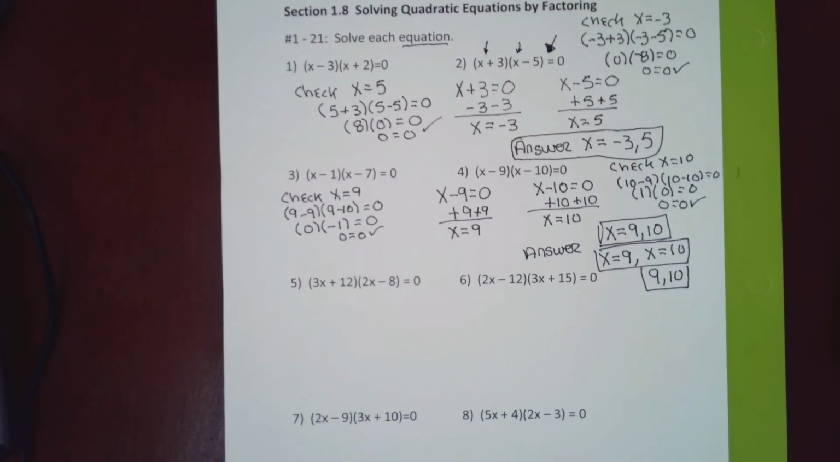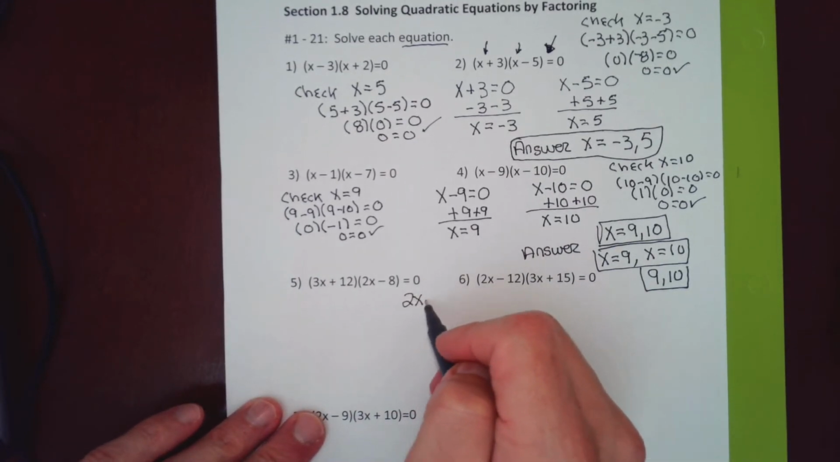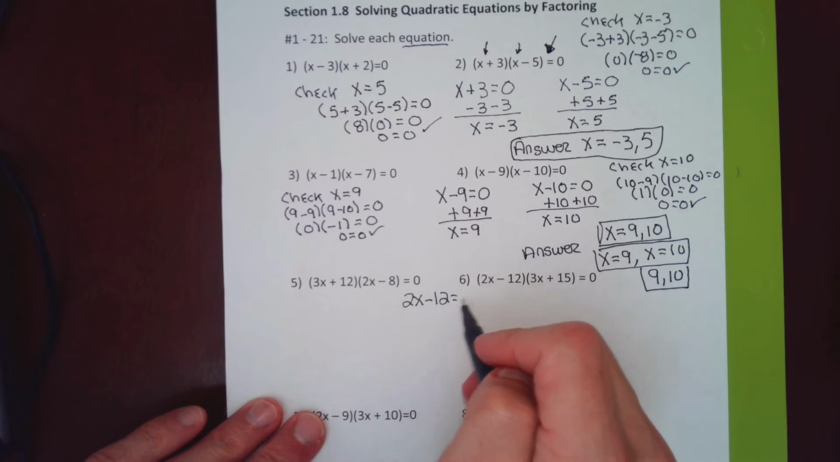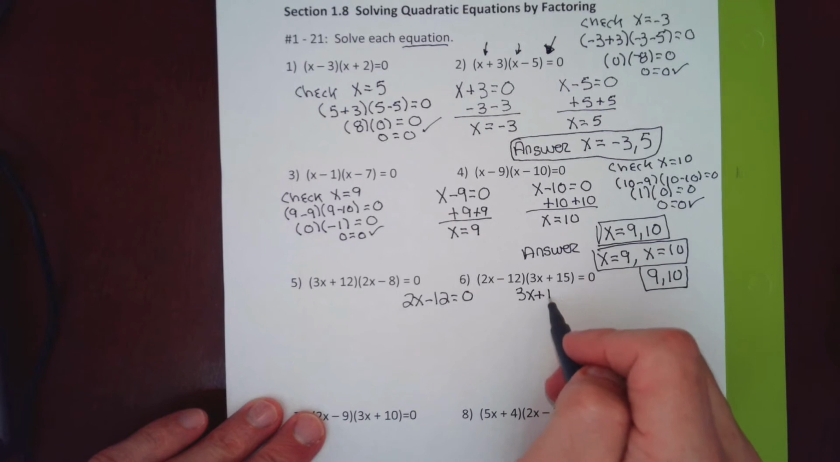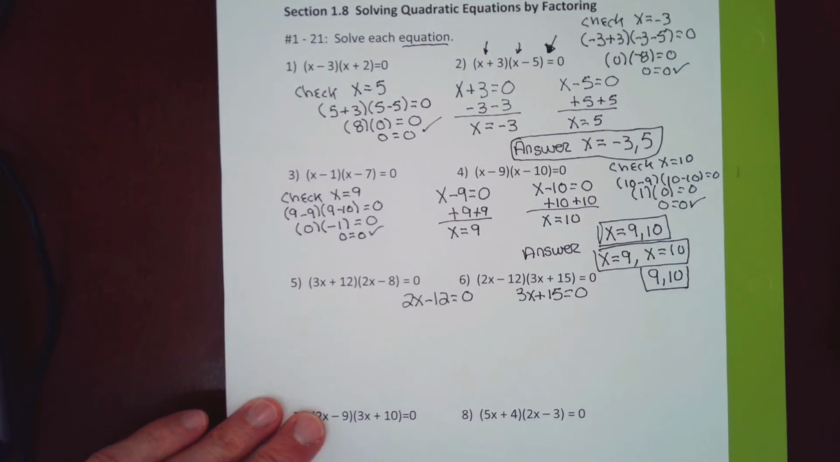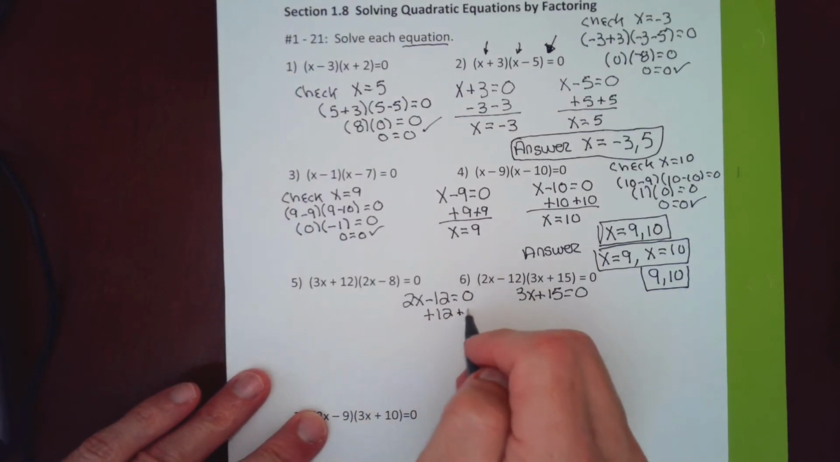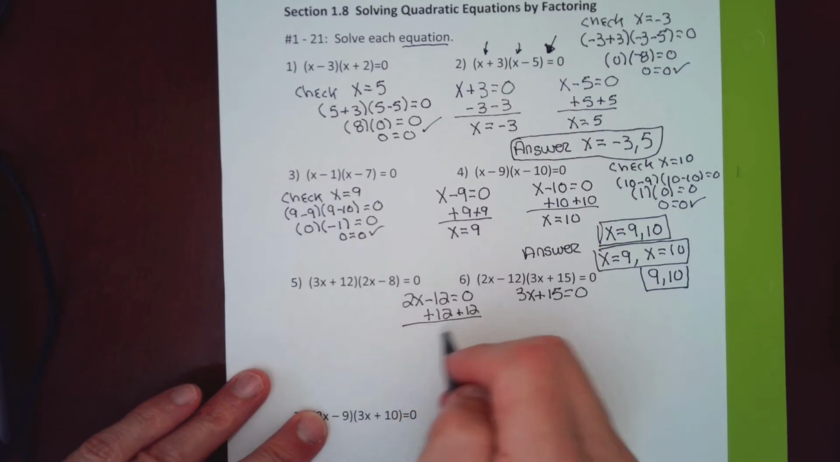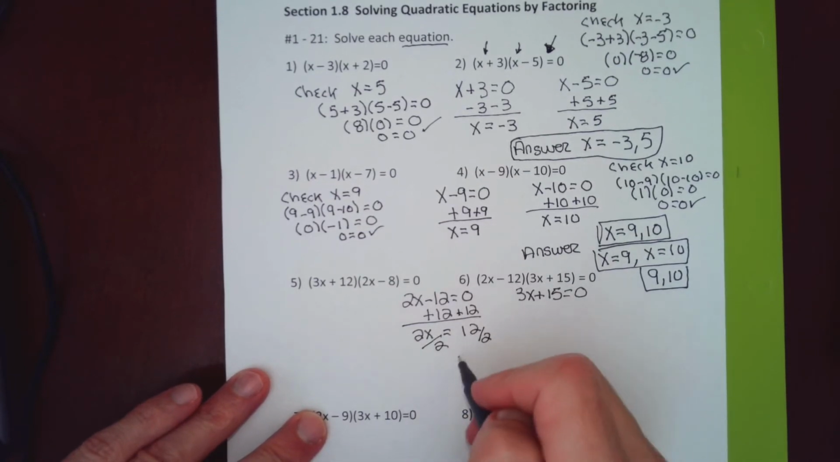For problem 6, the left side is factored, the right side is 0. I'm going to get my answers just like I did for problems 2 and 4. Set the inside of each parenthesis separately equal to 0. It's going to take 2 steps to isolate the x. The 2x minus 12 equation that I need to solve, I need to first add 12 to both sides. That's going to give me 2x equals 12. And then I'm going to divide both sides by 2. That's going to give me one of the 2 answers, x equal to 6.